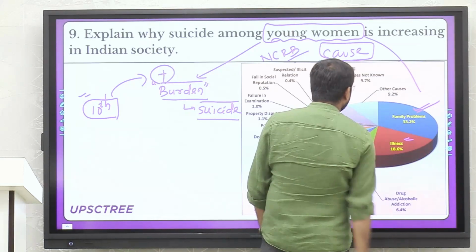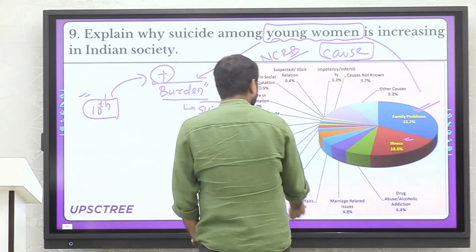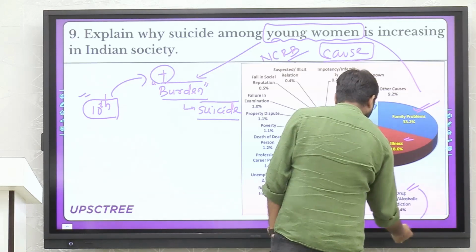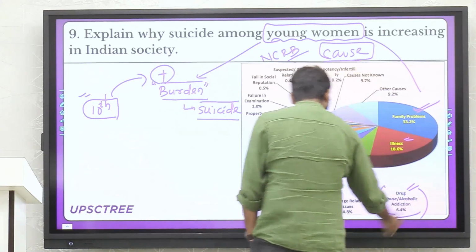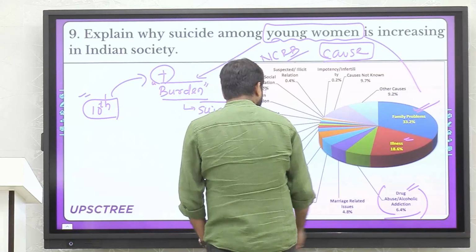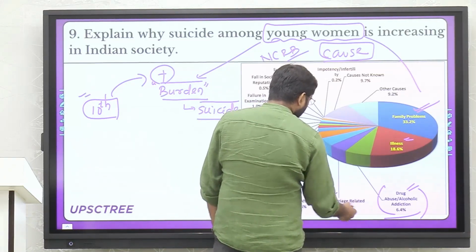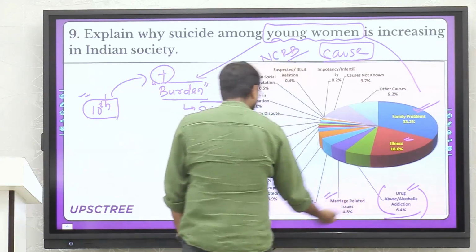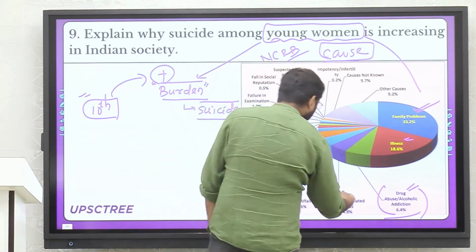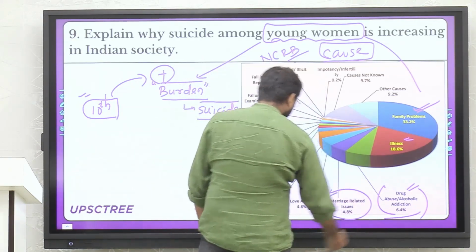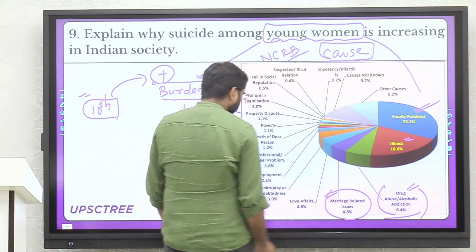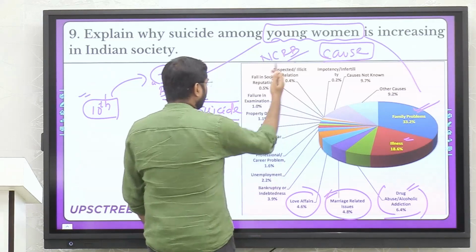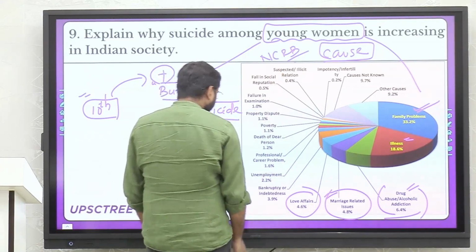Illness is the second major cause. Drug and alcohol abuse is also a cause, say in Punjab and elsewhere, where young women are addicted and then commit suicide. Marriage related issues only arise after 18 years. We are talking about young women, so we can briefly mention it, but marriage related is only 4.8%. Here you see familial problems, that is love affair. Another cause we can attribute to young women committing suicide.